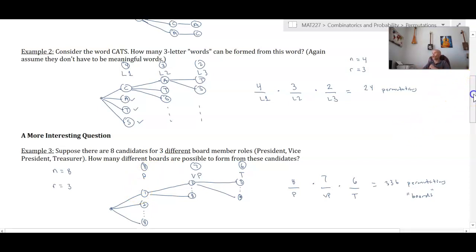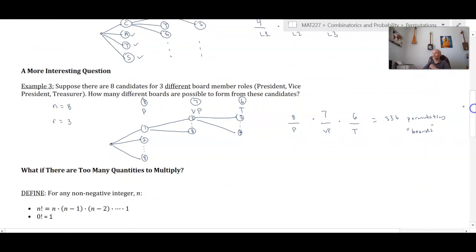So you can see these quantities can start getting fairly large, and there are lots of different types of questions we might want to answer with them. What if there are too many quantities to multiply? Like, let's say instead of having 8 candidates, I had 100 candidates, and I'm filling 50 board member roles. Well, you can imagine that's going to require 50 multiplications, and that's just too many to try to do by hand. So let's define something first.